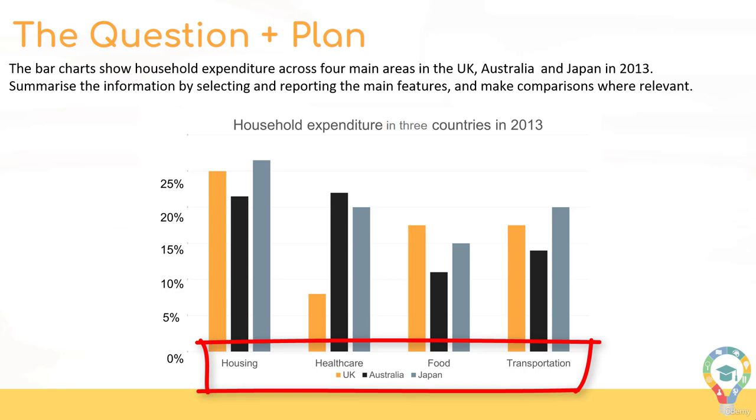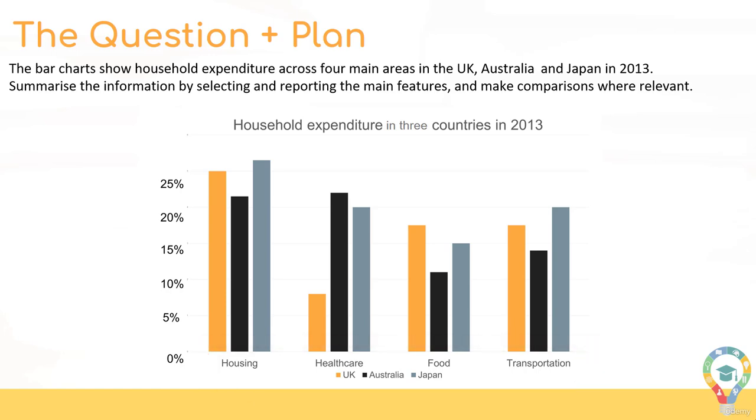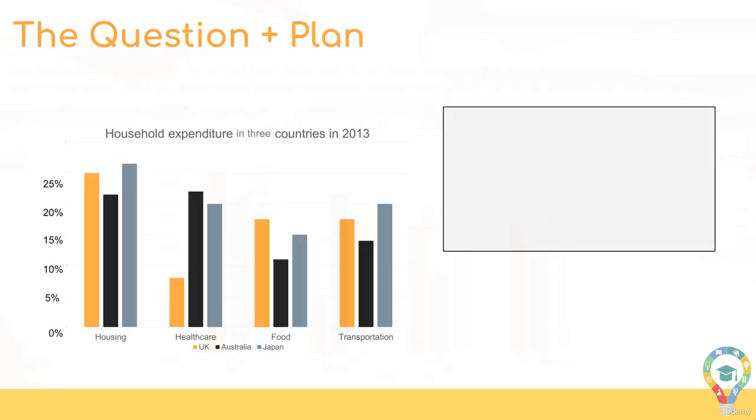Underneath this we can see the 3 colour-coded countries, which is in orange the UK, in black Australia and in grey Japan. So I've got a better understanding about the big picture of what the data is showing me, but I haven't yet really looked at specific figures. So I've taken a quick look at the visual information and it's now time that we make a short plan.